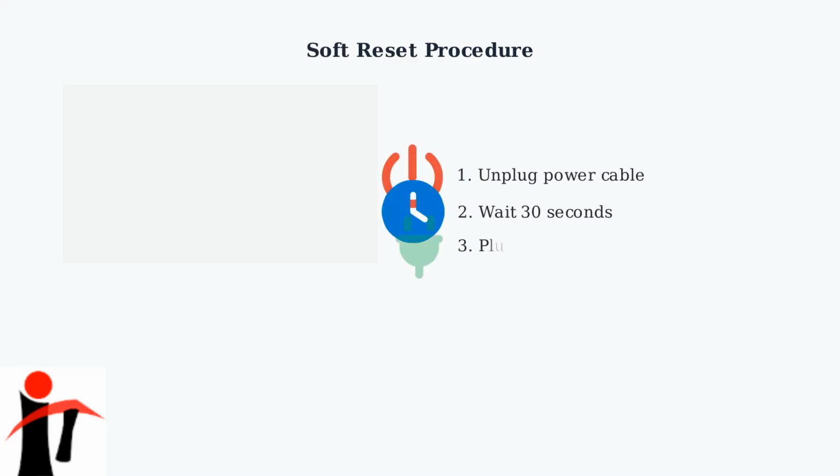When basic troubleshooting doesn't work, device resets are often the solution. The first step is performing a soft reset of your Xfinity cable box. To perform a soft reset, simply unplug the power cable from your Xfinity cable box and wait exactly 30 seconds before plugging it back in. This soft reset clears temporary glitches and refreshes the connection between your cable box and TV. It resolves many audio issues without losing your settings.